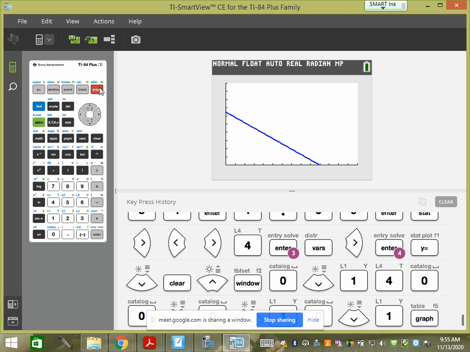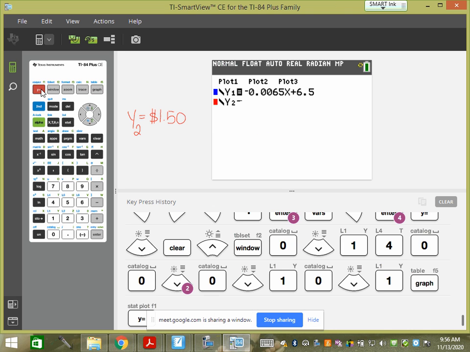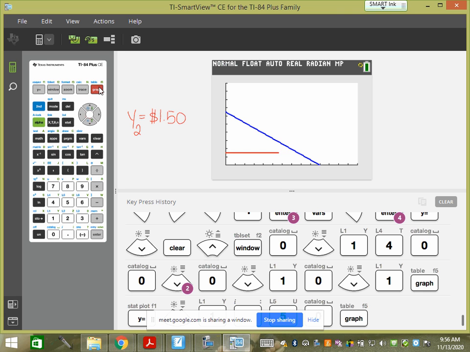Is price X or Y? It's Y, because on the chart it says cost per shirt in dollars is the Y, right? Number of shirts is the X. So I gave you the Y. Y equals $1.50. Where do we put our Y equals if they give us Y? Into our Y2. So we go to our Y2 and we put $1.50 and we press graph.